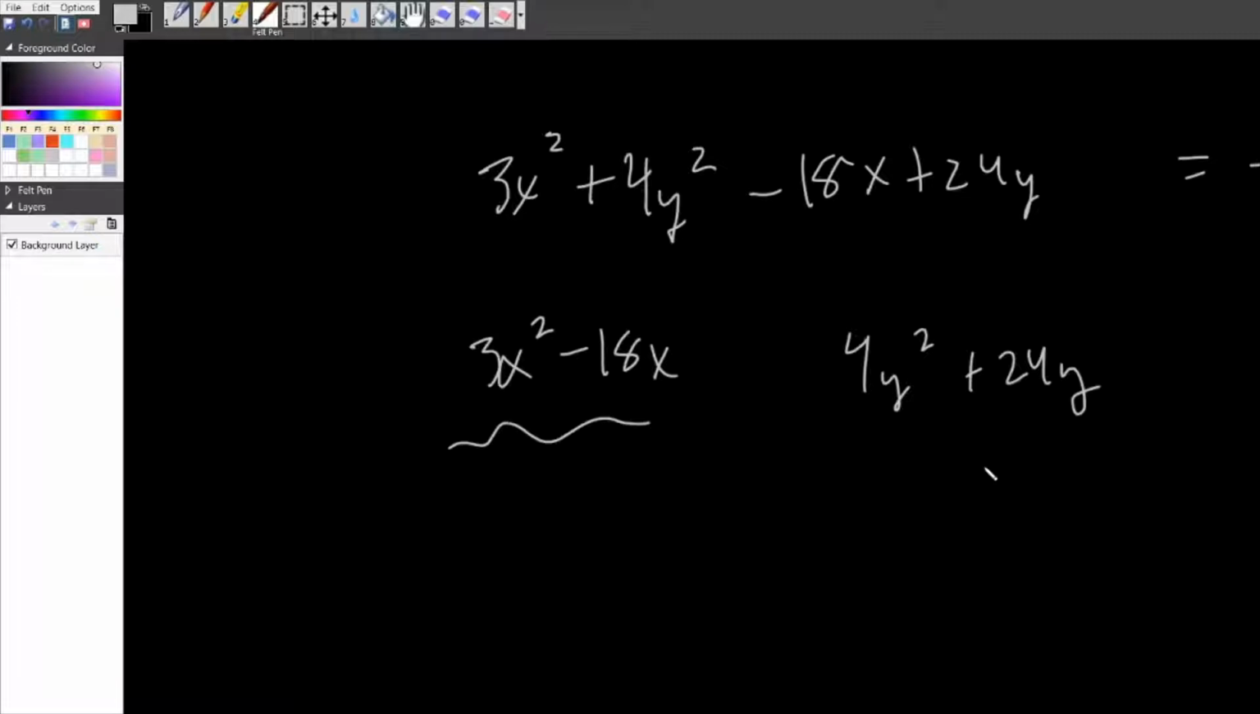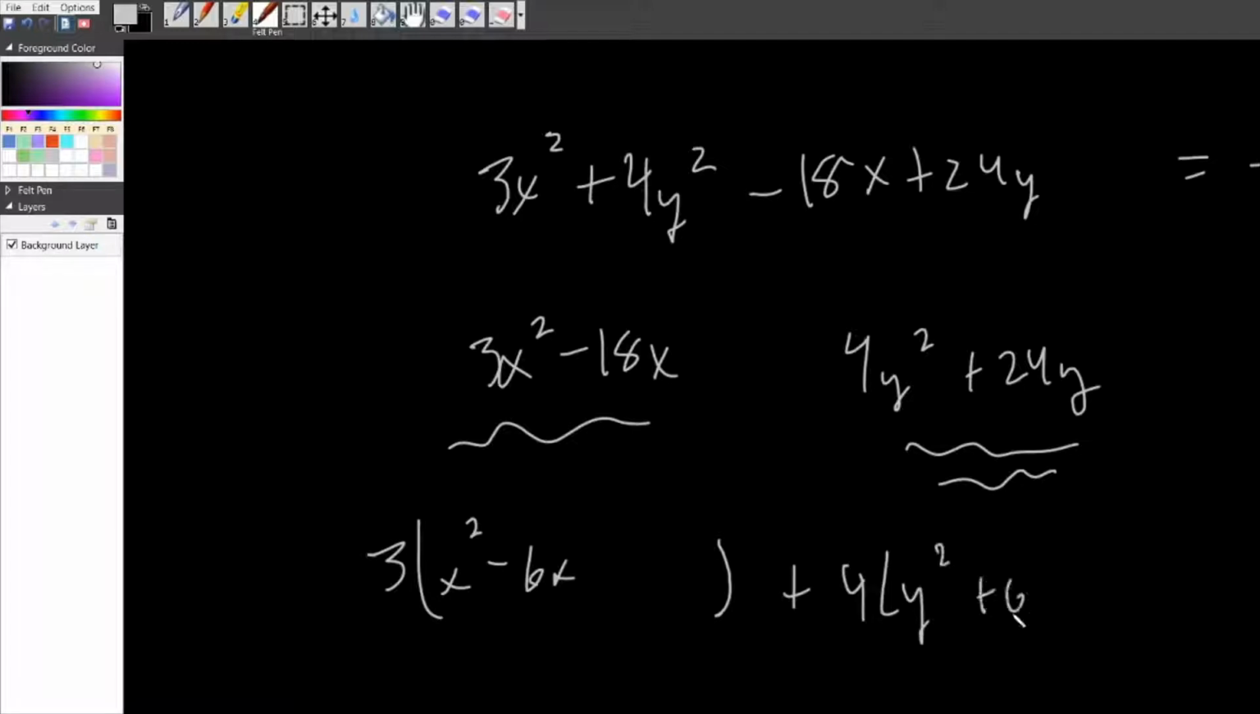We want to complete the square on these, but before we can do that, we have to factor out the 3 and the 4. The x squared and the y squared need to be alone. So we get 3 quantity x squared minus 6x, I'm going to leave space to complete the square, plus 4 quantity y squared plus 6y, I'm going to leave space to complete the square. So if I want to complete the square on x squared minus 6x, that would be plus 9. Divide negative 6 by 2 and square it.